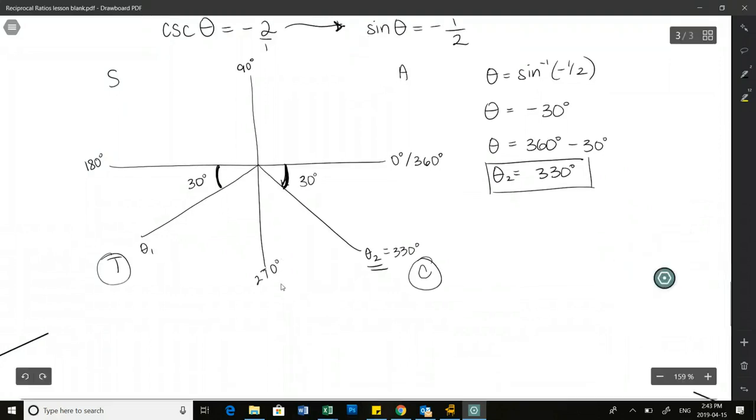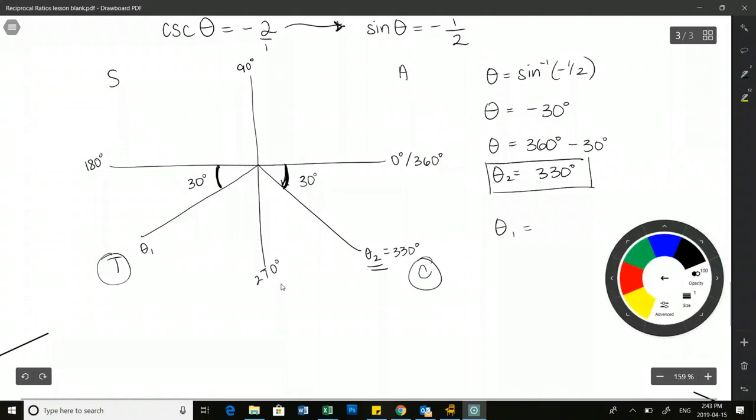So can somebody think about how we might be able to calculate theta 1 if I want this full rotation from 0 to our arm here? 180 plus 30. Yep, so I want this. This is 0 to 180 right here. And then I want this extra little slice of 30. So it should be 180 plus 30. And that gives us 210.